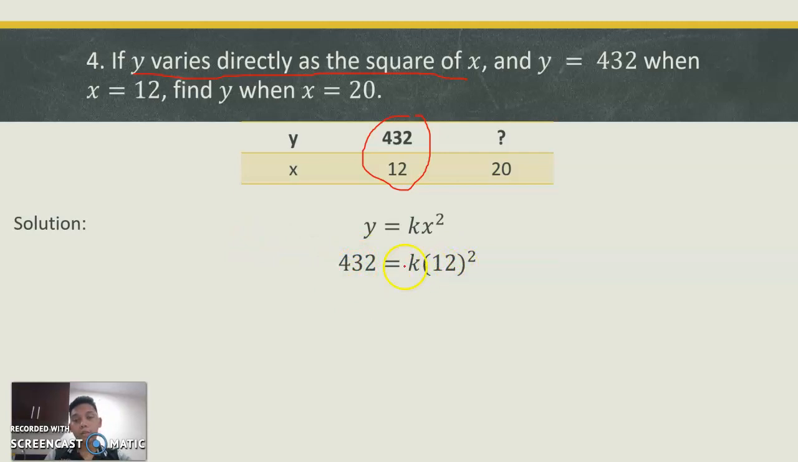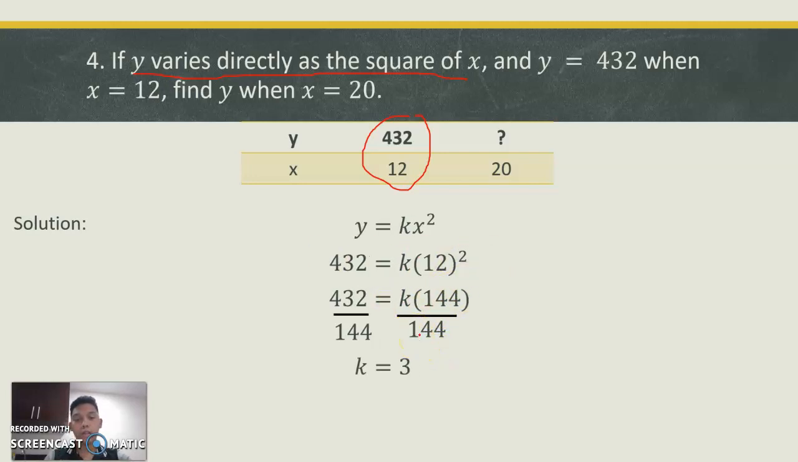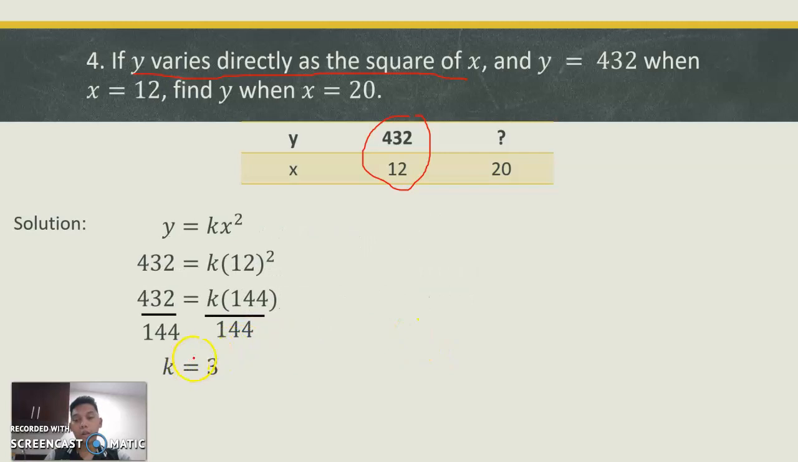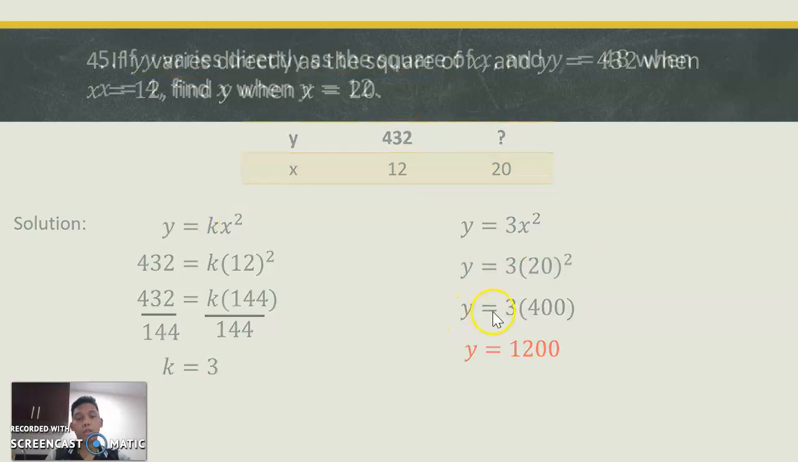So there, you can say that 432 is divided by 144. The square of 12 is 144, and then cancel. You can say that k is equal to 3. Now if k is equal to 3, we can now make the equation. So you just replace the k here with the value of k, which is 3. So there, our equation is y is equal to 3x squared. If our equation is y equal to 3x squared, then we can now find y. If y is equal to 3x squared and x is 20, we can replace 20. 20 squared is 400, and times 3, that's 1,200.